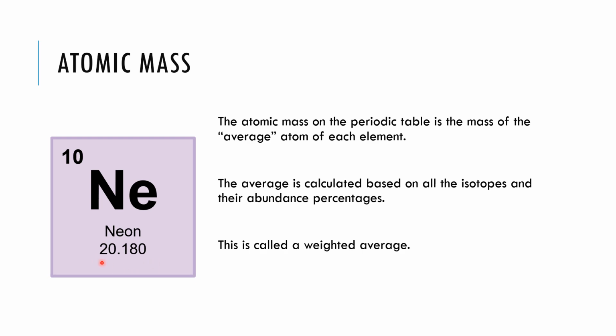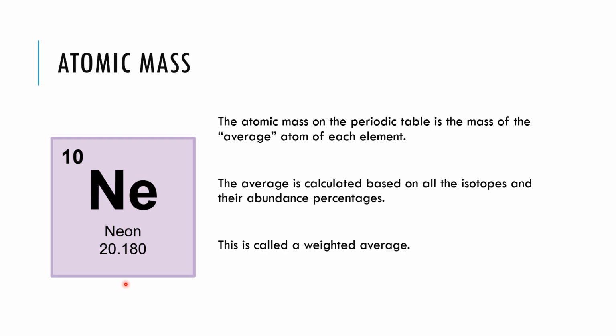This isn't the mass of one singular isotope. What it is, is the weighted average of all of the different isotopes for neon. So not every isotope is equally abundant. Sometimes for some elements, one isotope is much more abundant, so let's say 95% abundant, whereas the other ones have very small abundance. In that case, we want to give a little bit more weight to the ones that are more abundant. And so we take what's called a weighted average mass.